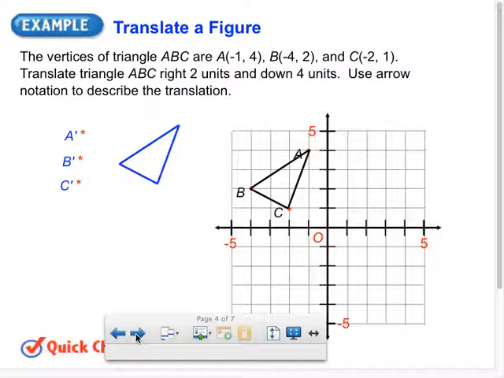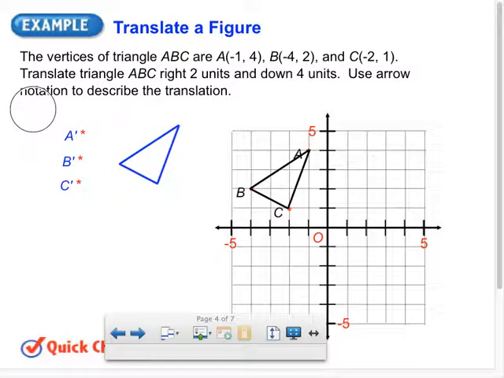So can somebody tell me what my coordinate for A is going to be? What is A going to be? A primed. A primed is going to be what? We started out with -1 and 4, right? So what are we supposed to do to x? We're supposed to add 2, right?